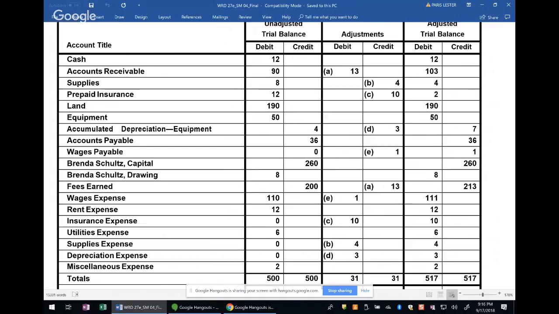And so on. Accumulated depreciation 4 plus 3 is equal to 7. Wages payable 0 plus 1 is 1. Then there's fees earned 200 plus 13 is 213. Make sure you got 517 in columns 5 and 6. You at home, you're not here to get this worksheet, so you'd have to draw this on a plain sheet of paper.